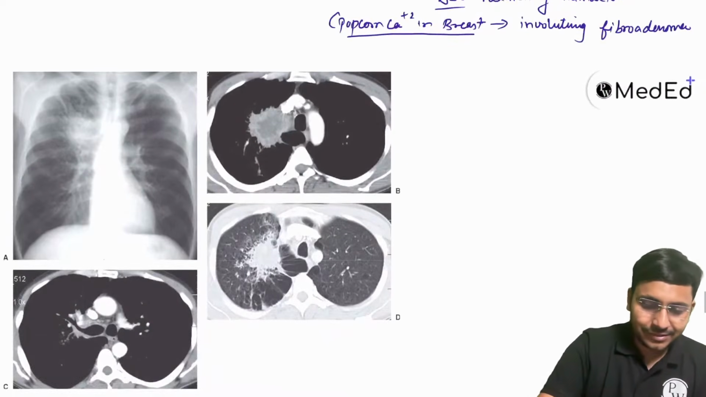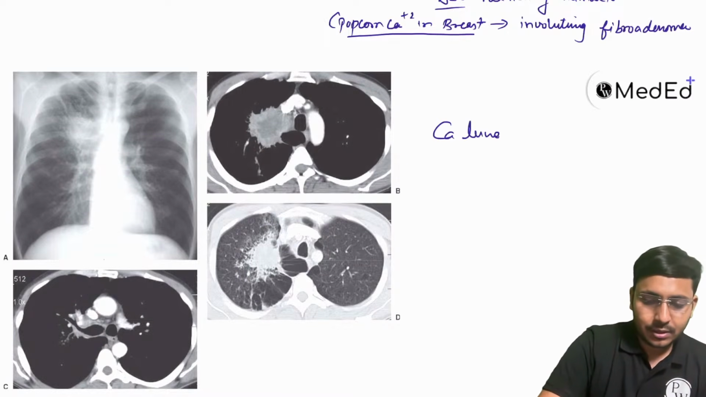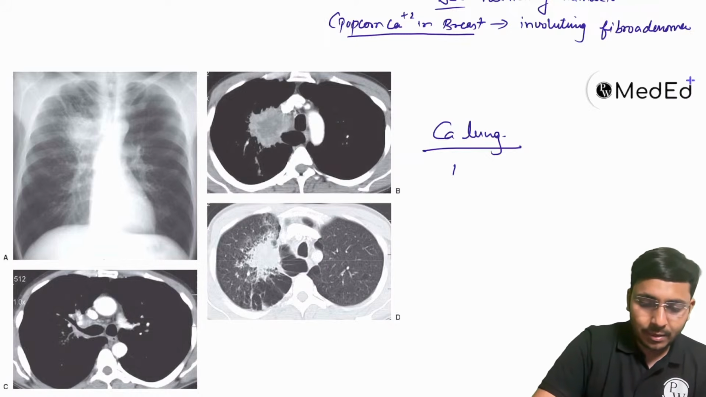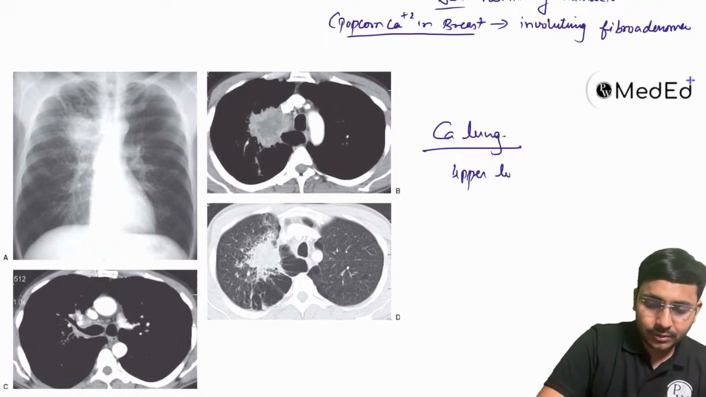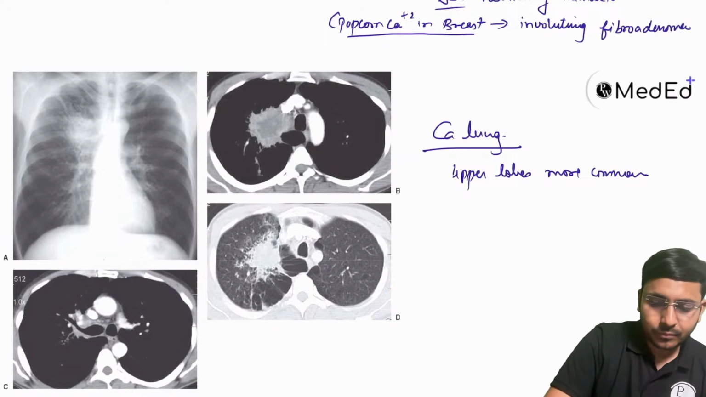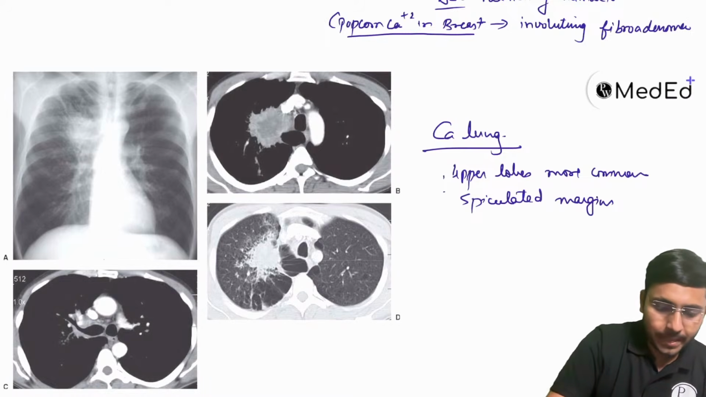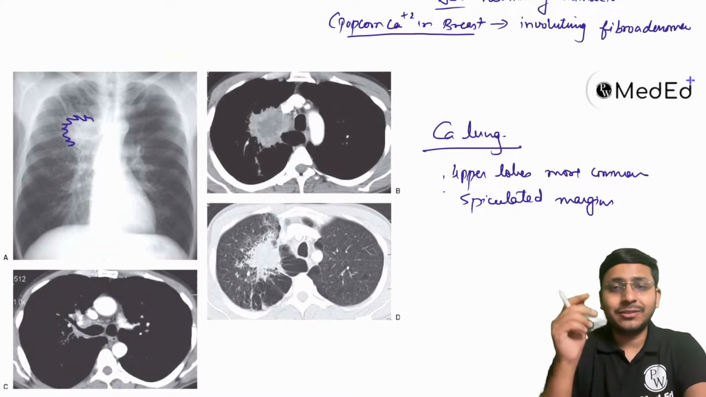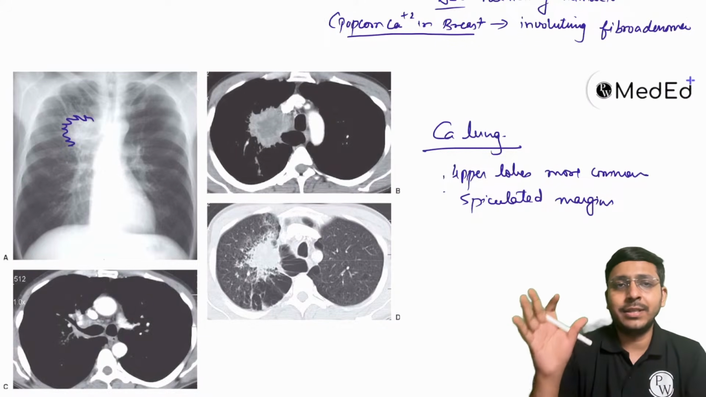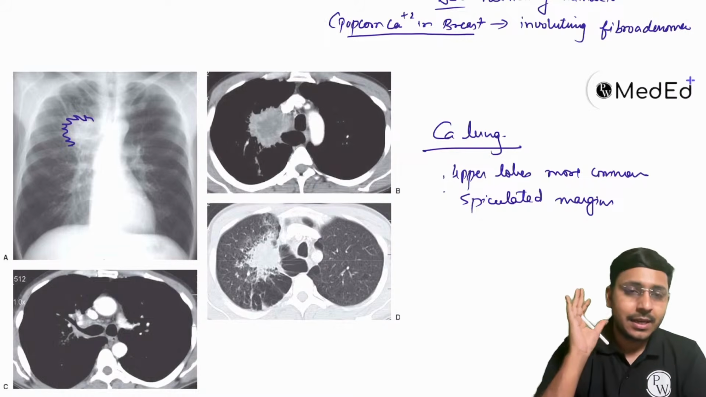Now this is how a CA lung appears. So CA lung most commonly occurs in the upper lobes. Upper lobes are more common. It has spiculated margins. So you see these spiculated margins, these are suggestive that this is not a TB, this is not a hamartoma, this is not a benign pathology, this is a malignant pathology, likely a CA.